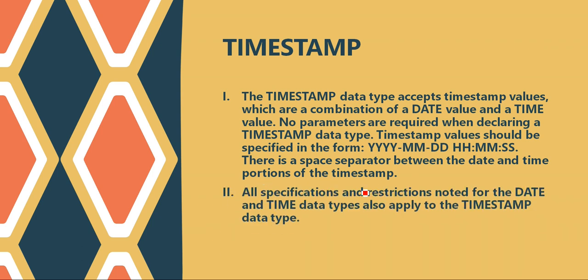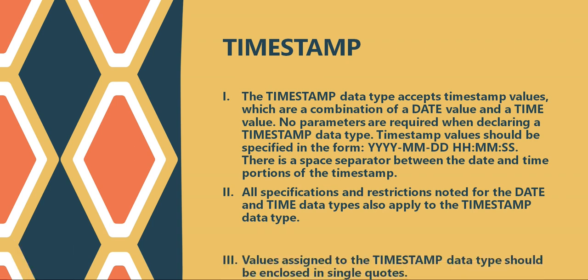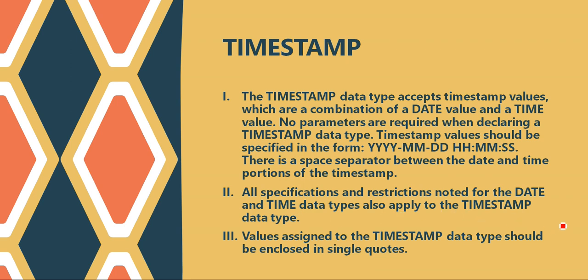All the specifications and restrictions noted for the date and time data types also apply to this one. All the rules which we have discussed previously, that this should be in the 4-digit format, 2-digit format, 2-digit format, and this should be in 2-digit formats, right? All the rules are the same and apply for this data type also. Values assigned to this data type should be enclosed in single quotes. Again, this should also be enclosed in single quotes. Only then is it going to be accepted by the database.